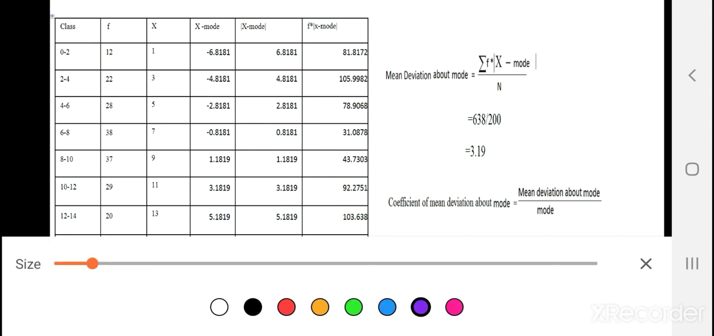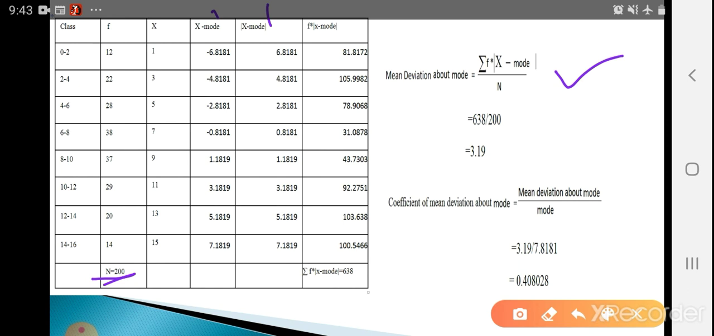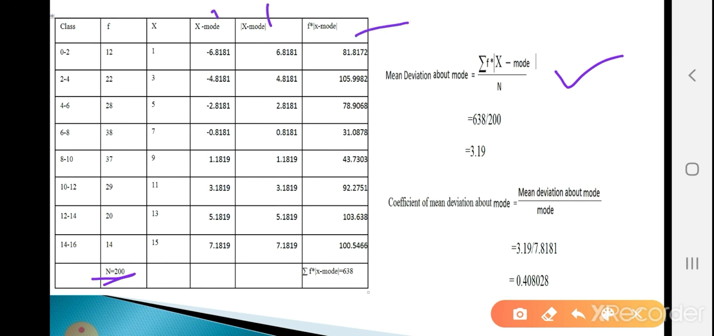So the formula is summation f into mod of x minus mode, divided by capital N. So here we need the values of the f into mod of x minus mode column total and capital N, that is the frequency column total. Here capital N is 200. Now make the column f into mod of x minus mode. First make the column x minus mode, then mod of x minus mode, and the last is f into mod of x minus mode.